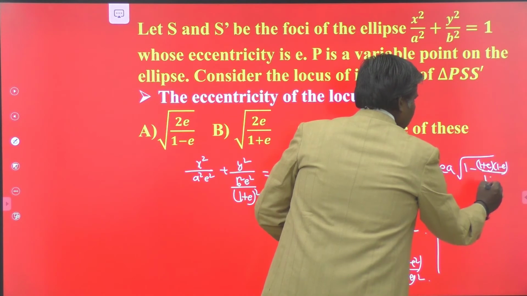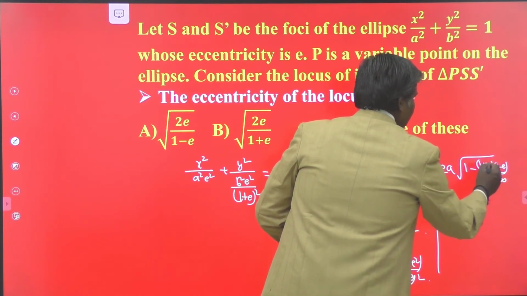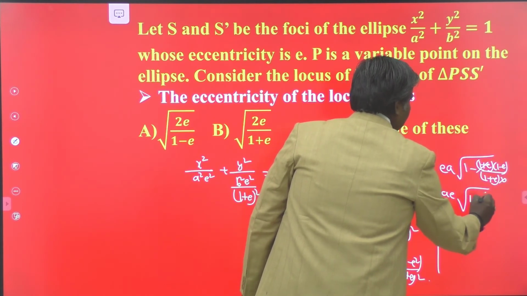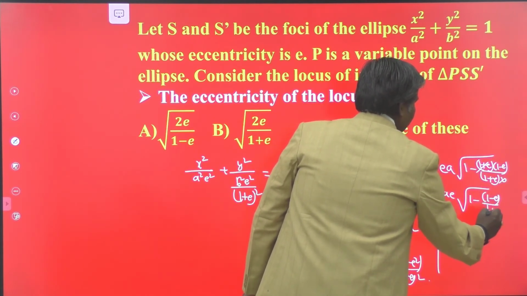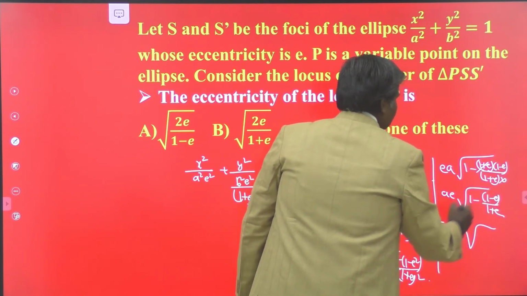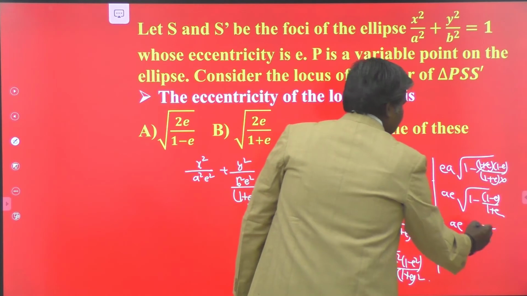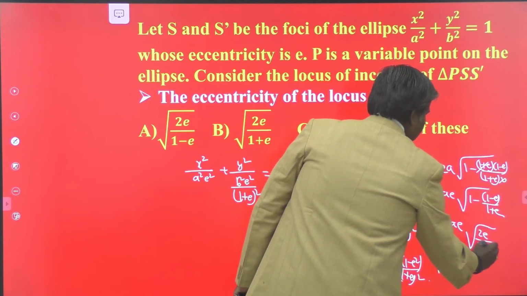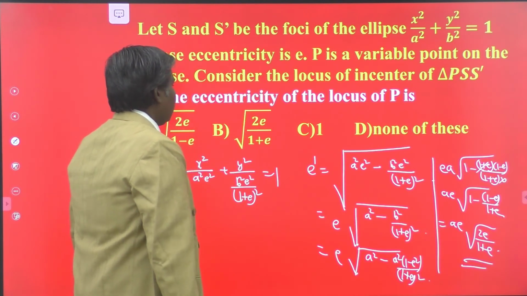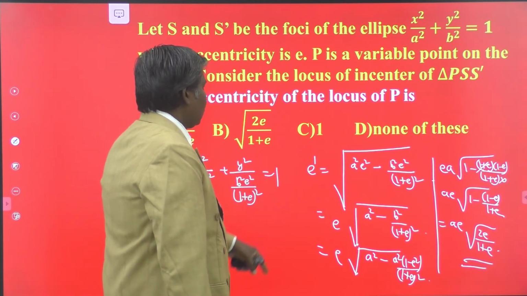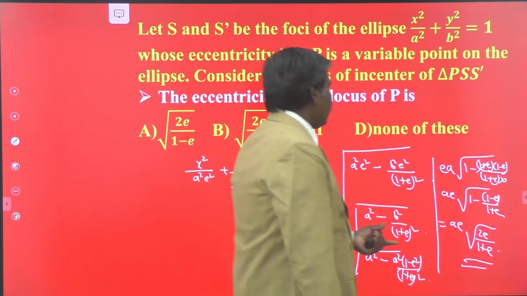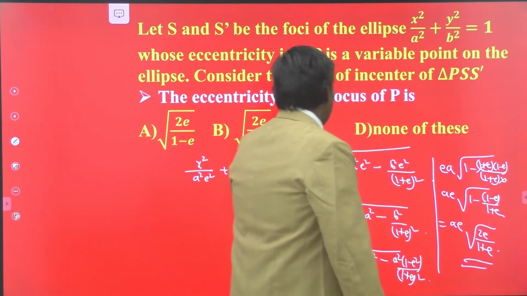So 1 plus E gets cancelled. AE into root of 1 minus E by 1 plus E. So AE into root of 1 plus E minus 1 minus E. 1 gets cancelled. 2E by 1 plus E. So what is the eccentricity of the ellipse, the required locus? AE into root of 2E by 1 plus E.